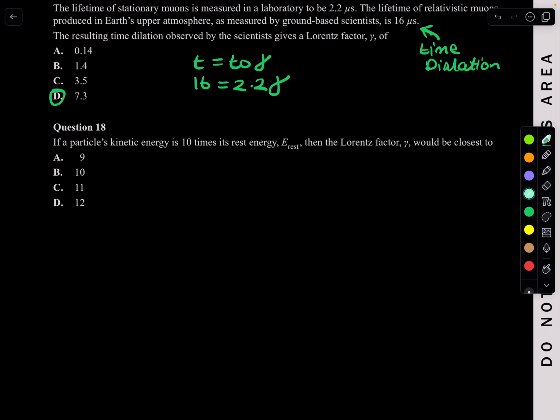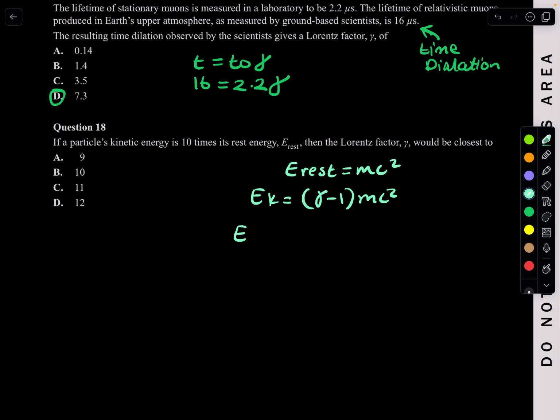18. Let's have a look at that. If a particle's kinetic energy is 10 times its rest energy, then the Lorentz factor would be closest to what? So what's this telling us? We know that the rest energy is mc squared, and we know that the kinetic energy is Lorentz factor minus 1, times mc squared.